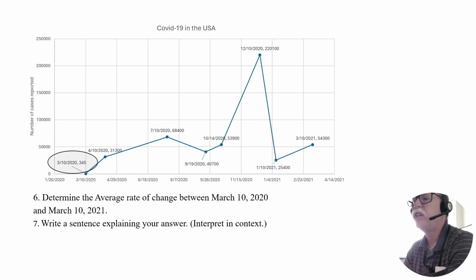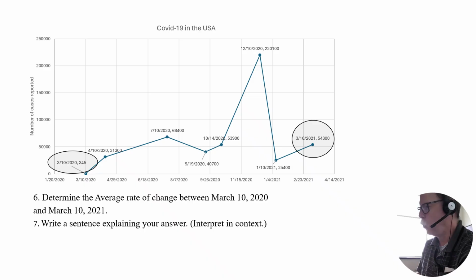So we've got March 10, 2020 would be the input or X value, and the 345 would be the output or Y value. And then March 10, 2021, way over on the right side, same deal there. So let's plug these values into the average rate of change formula. The Y values on top subtracted from each other, divided by the X values subtracted from each other.